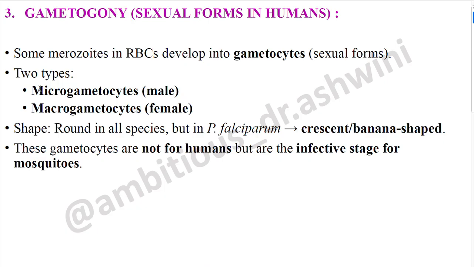And the last stage is gametogony. Sexual forms in humans. Some merozoites in RBCs develop into gametocytes, which are the sexual forms. Two types: microgametocytes, which are male, and macrogametocytes, which are female. Shape is round in all species, but in Plasmodium falciparum, the shape is crescent or banana shaped. These gametocytes are not infective for humans but are the infective stage for mosquitoes.